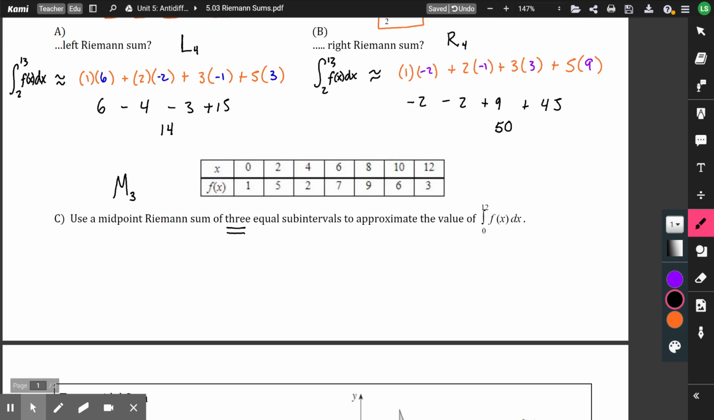So if we're going from 0 to 12, that's a total span of 12 across the domain, divided up into 3 equal subintervals, which means that each rectangle has to have a width of 4. So our first rectangle is going to go from 0 to 4, the next one will go from 4 to 8, and the last one will go from 8 to 12. But they all have a base worth of 4. So we're going to have our base of 4 times a height, another base of 4 times a height, and another base of 4 times a height.